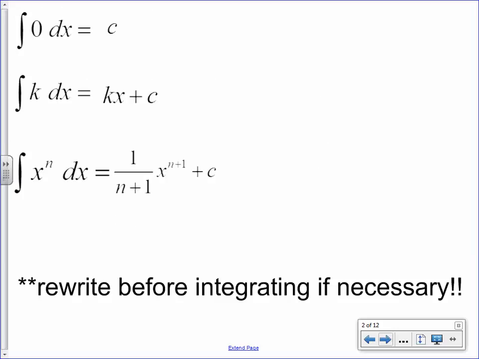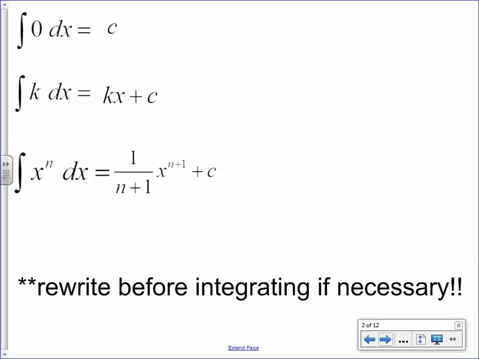If we take the antiderivative of 0, we get c, a constant. If we take the antiderivative of k, we get kx plus some constant. If we take the antiderivative of x to the n, we increase the power and divide by that power, or multiply by the reciprocal of that power. And of course, we need to add c. Now, what we are going to look at today are some more complicated examples.